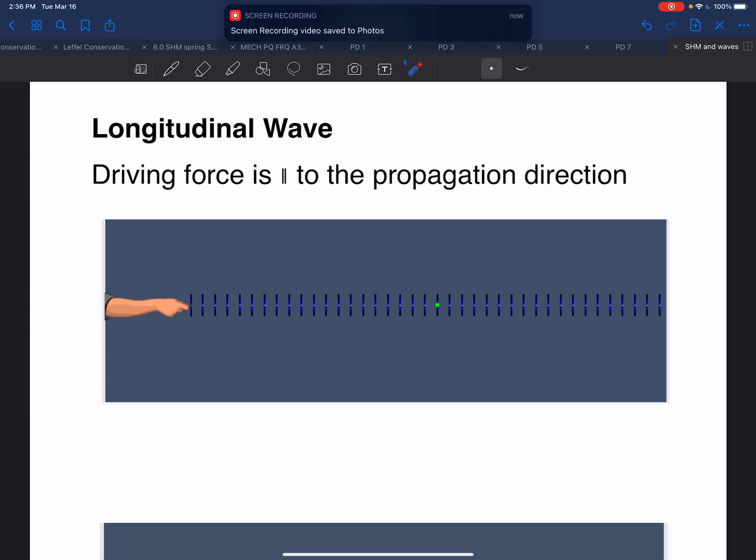In longitudinal waves, the driving force is parallel to the propagation direction. So what that means is this person who's holding, like, let's imagine this is a spring or a slinky type thing. Their hand is here, and they are going to drive, the driving force is going to be back and forth like this.